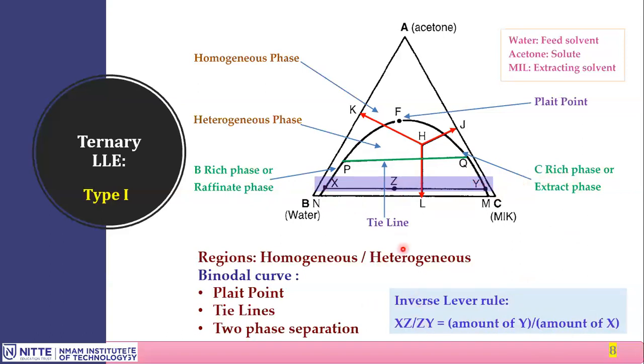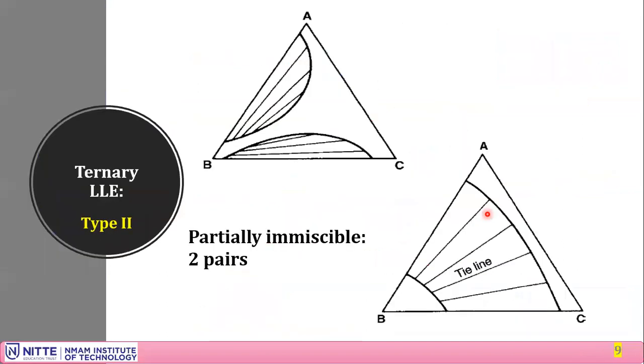Similarly, yz is in the denominator, the opposite side of that is raffinate is in the denominator. So that is how the name suggests, inverse lever rule. So this is useful for identifying how much quantity you can end up with extract and raffinate. Now there is something called type 2.